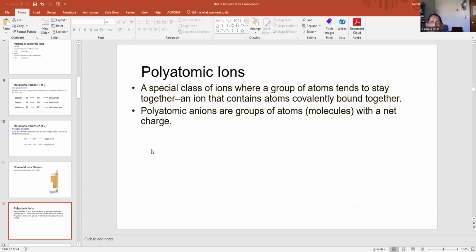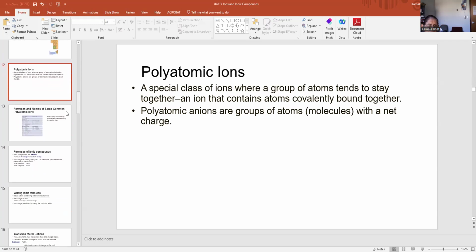Now, polyatomic ions are a special class of ions where a group of atoms tend to stay together as an ion, containing atoms covalently bound together. Polyatomic ions are groups of atoms, molecules, with a net charge. So they tend to be together and they have charges associated with them.